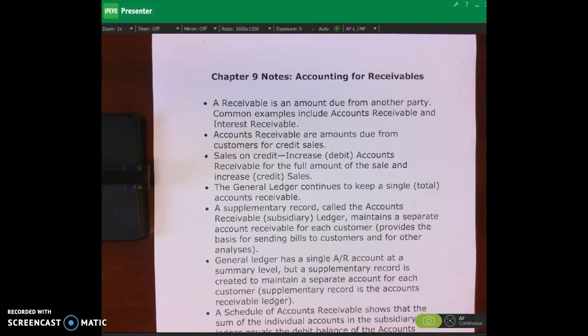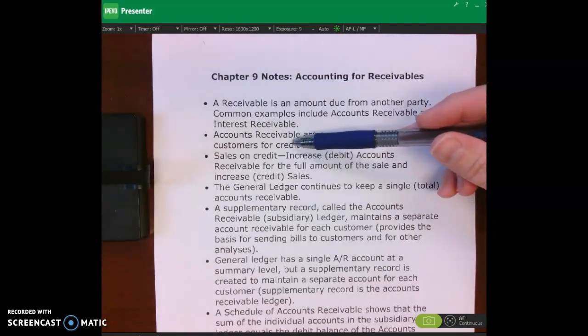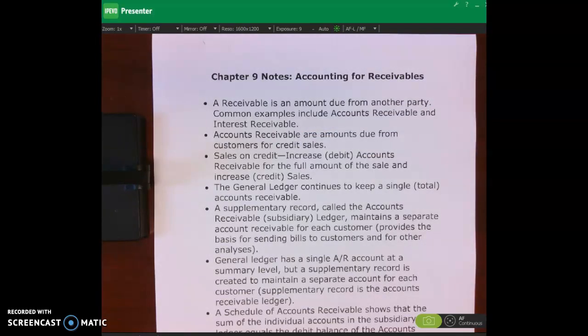Okay? So we've talked about this before. Accounts receivable are amounts due from customers for credit sales. We make a sale on credit, or the other term is making a sale on account. Okay? And so the journal entry to make a sale on credit or a sale on account is we're going to be debiting accounts receivable and then crediting sales.